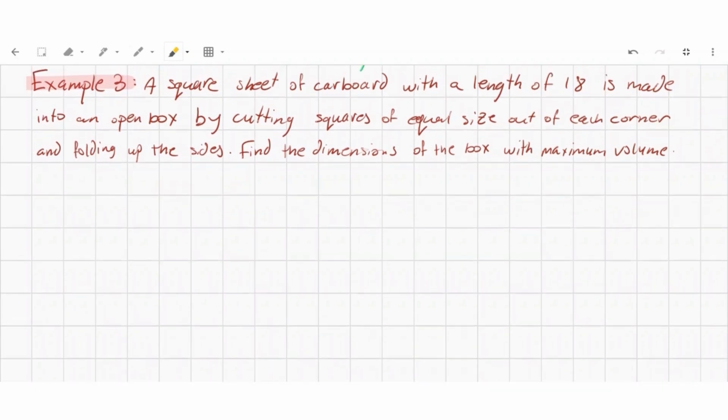So, this third example states that a square sheet of cardboard with a length of 18 is made into an open box by cutting squares of equal size out of each corner and folding up the sides. Find the dimensions of the box with maximum volume. So, first here, they pointed out that it's a square sheet of cardboard with a length of 18. It's made into an open box by cutting squares of equal size out of each corner and folding up the sides.